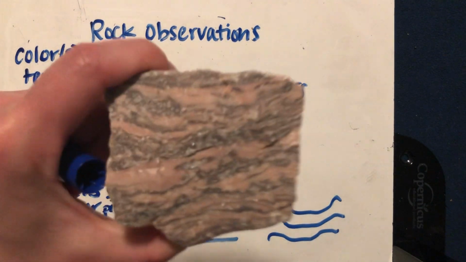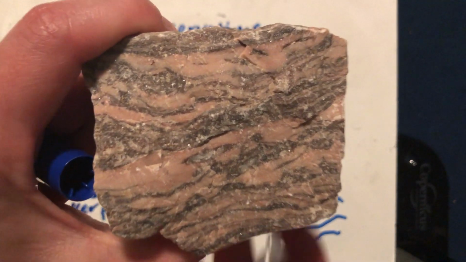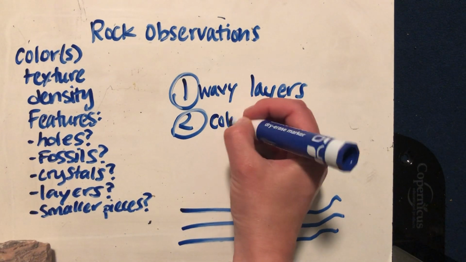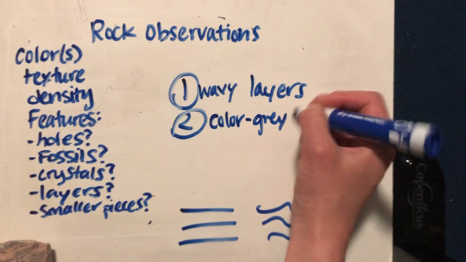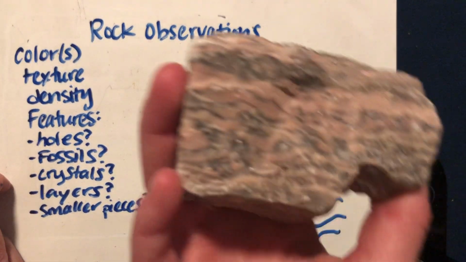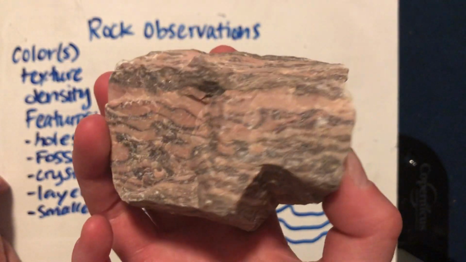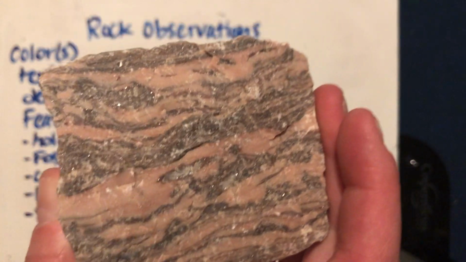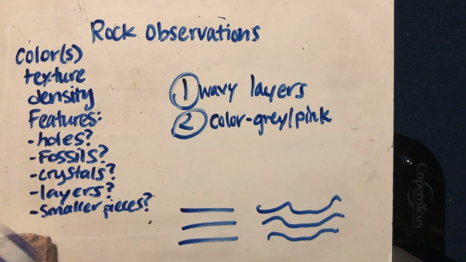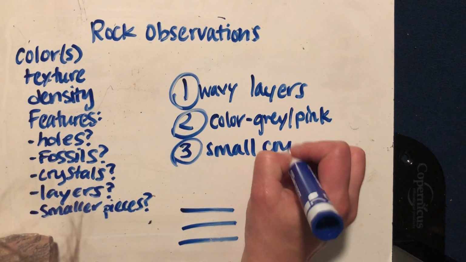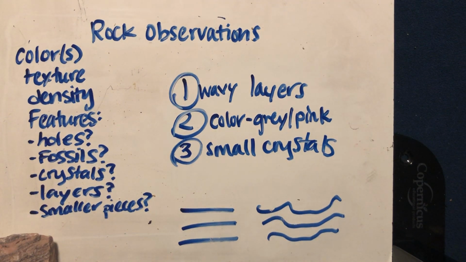Okay, the next thing that I noticed was that it has a couple different colors in it. I noticed pink, and then I noticed this gray color. And then something else that was super interesting to me was that when I move it back and forth, it seems to shimmer and shine. So that's an indicator that it has small crystals in it. So even though we can't see the crystals, we can kind of tell that they're there because it's shimmering and shining. So it has small crystals. Okay, so those would be my 3 observations of that rock.